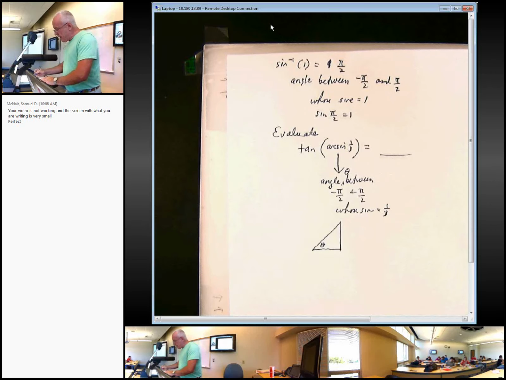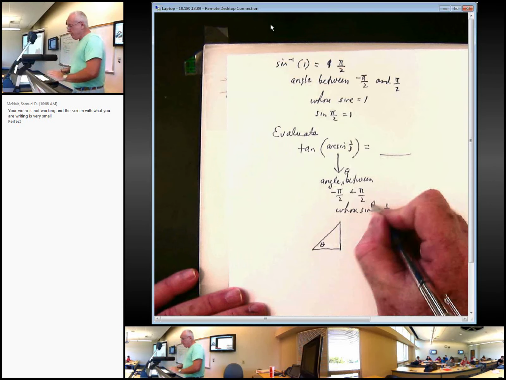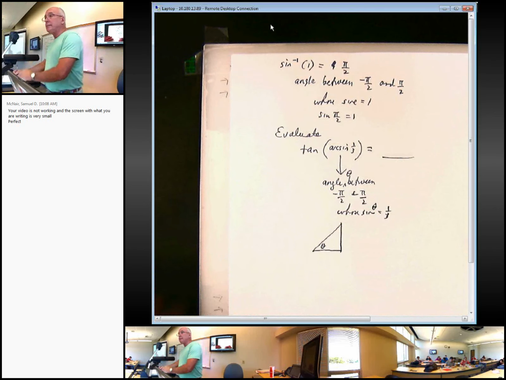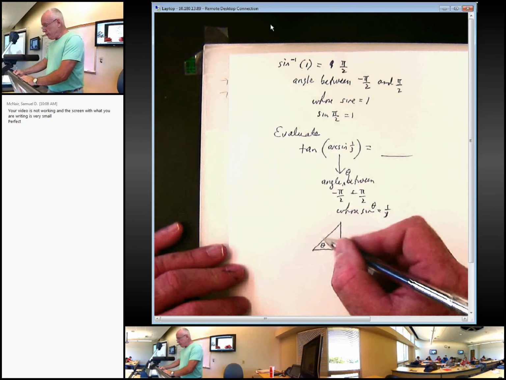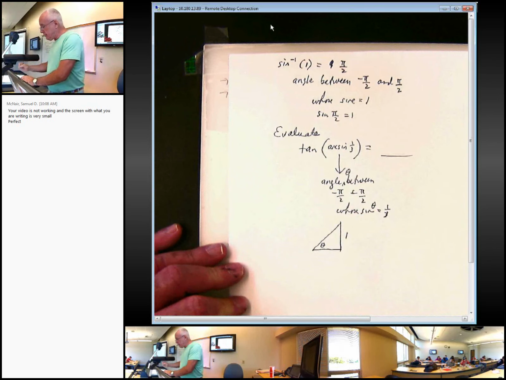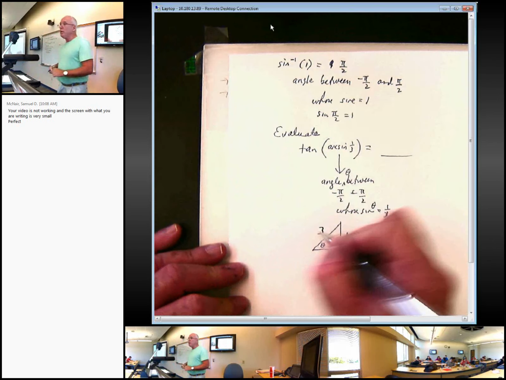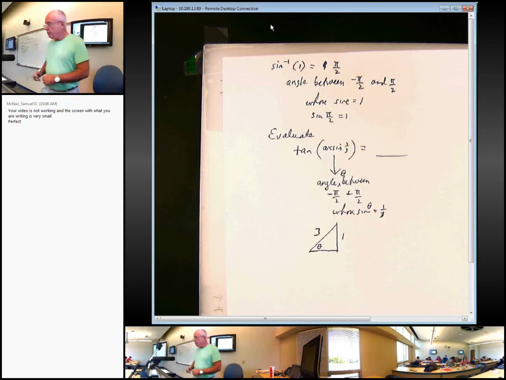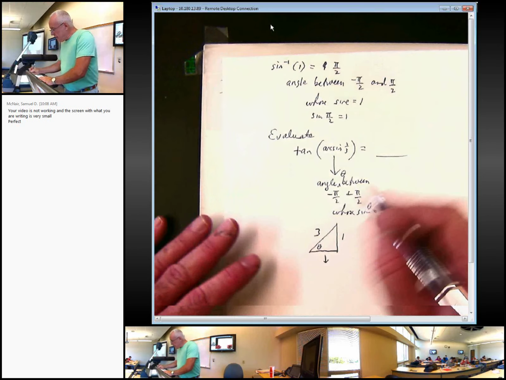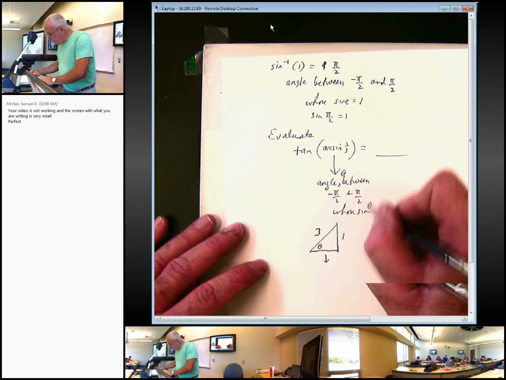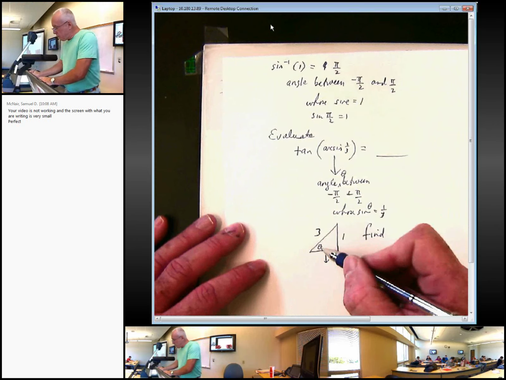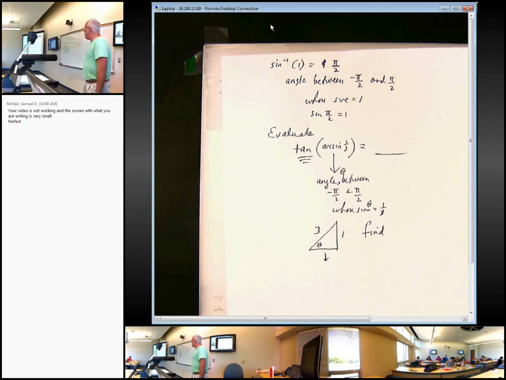And its sine, the sine of this angle theta, has to be equal to 1/3. So sine is opposite over hypotenuse. So let's put a 1 for the opposite side, that length of 1, and let's put a 3 for the hypotenuse length. Now, what we are asked then is to find the tangent of this angle theta, because that's what we're asked for. Find the tangent of that angle.